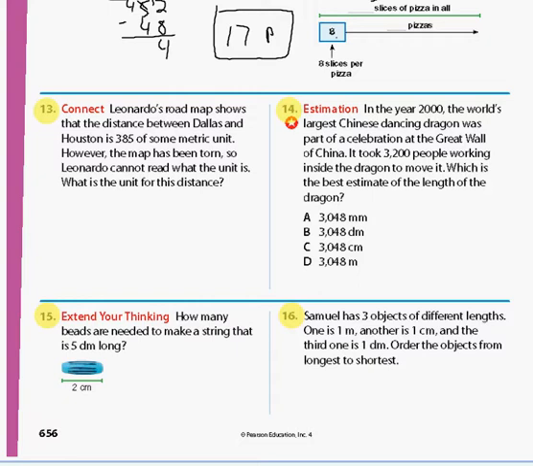Question 15. It shows a bead right there. It's 2 centimeters long. So how many beads are needed to make a string that is 5 decimeters long? And 16. Samuel has 3 objects of different lengths. Let me start over. Samuel has 3 objects of different lengths. One is 1 meter. Another is 1 centimeter. The third is 1 decimeter. Order the objects from longest to shortest.